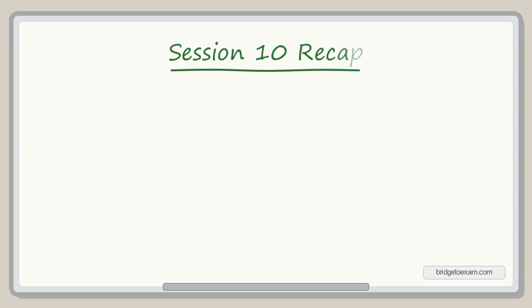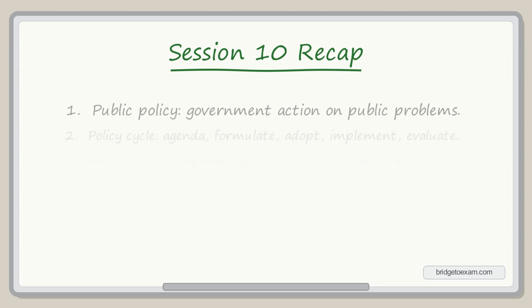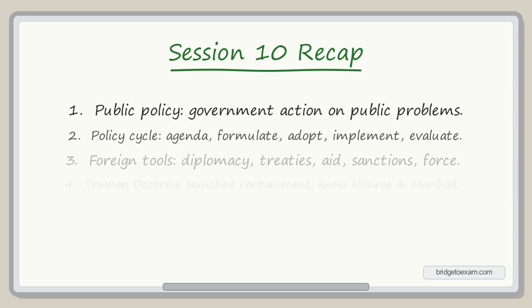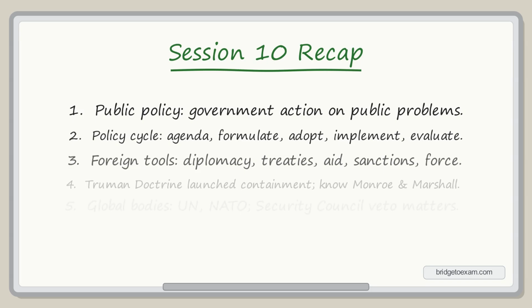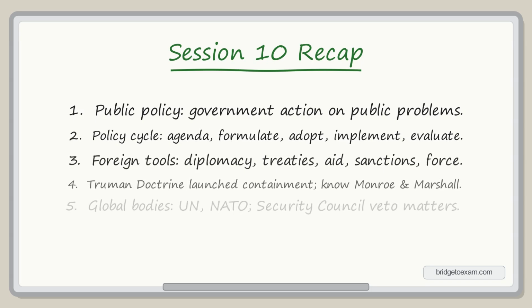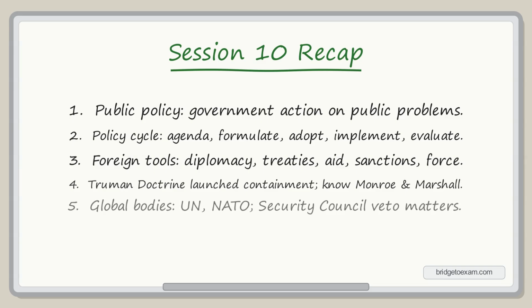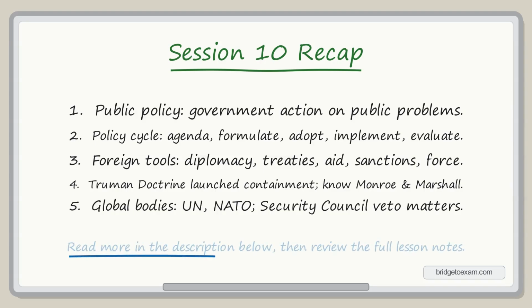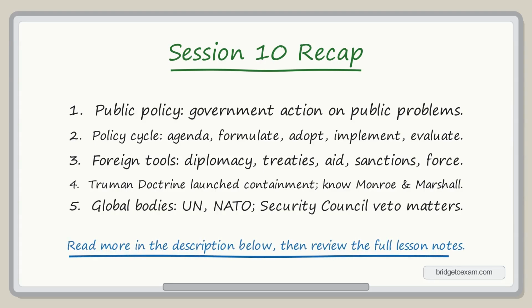Let's recap Session 10. Public policy is government action on public problems, and it moves through a 5-stage cycle: agenda setting, formulation, adoption, implementation, and evaluation. Foreign policy uses a ladder of tools, from diplomacy and treaties to aid, sanctions, and military force. The Truman Doctrine launched containment, and don't forget the Monroe Doctrine and the Marshall Plan. Finally, the U.S. works through global bodies like the UN and NATO, where the Security Council veto really matters.